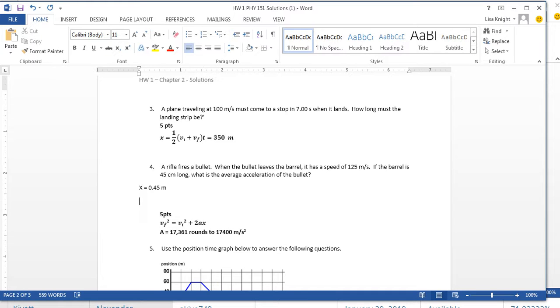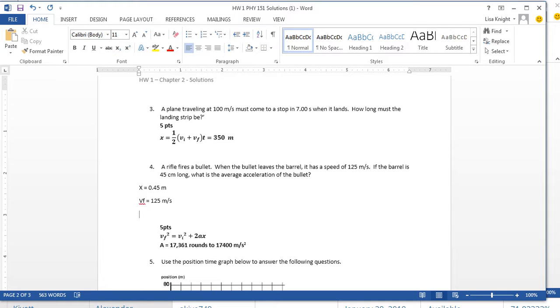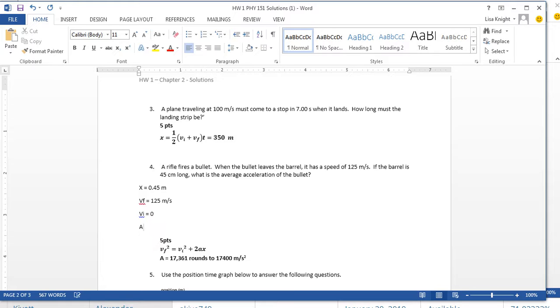And I know that to begin with, inside that, so we're in the barrel now, when it leaves the barrel, it's moving at 125 meters per second. That is the final velocity. And it's in meters per second, so I don't have to do anything to it. And it must start from rest. And I'm looking for the acceleration.